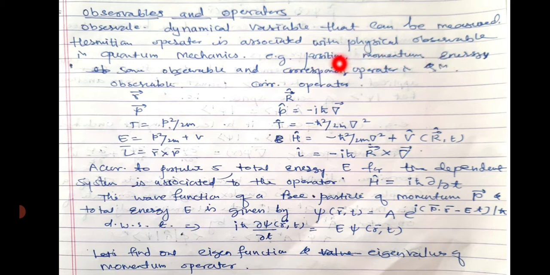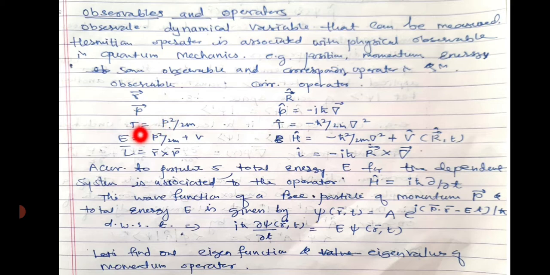For every observable, there is a corresponding operator. Here I listed some of the observables and their corresponding operators. For example, vector r is the position vector, and the corresponding operator is capital R cap. p is the linear momentum, and this observable can be represented in quantum mechanics with the operator minus i h cross gradient.